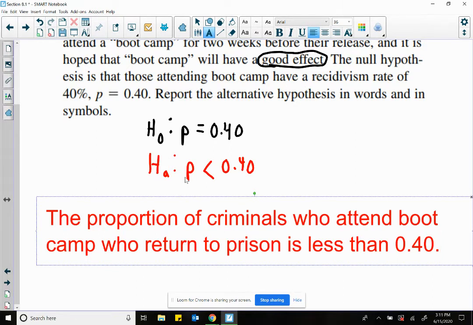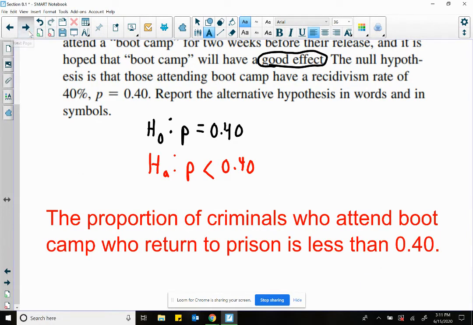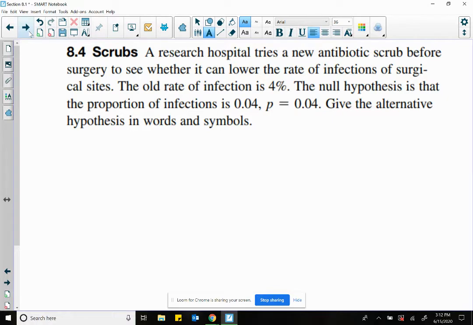Because this P was about the proportion of criminals who return to prison, who have attended boot camp. So we're hoping it is less than. So it's just asking you to put this into words, what's going on. So this P represents the proportion of criminals who attend boot camp who return to prison. We're hoping it's less than 0.04. Okay? So there we go. Try this one on your own.